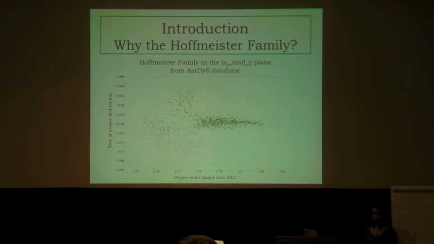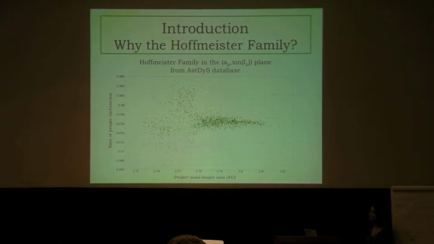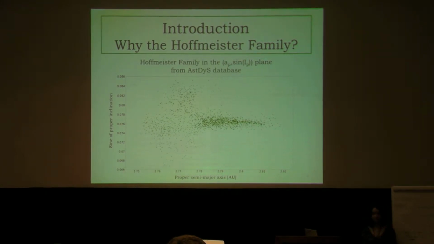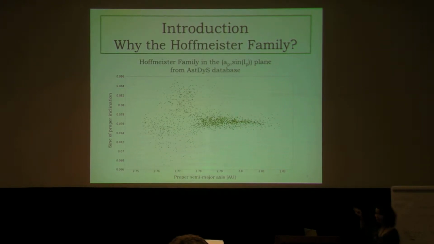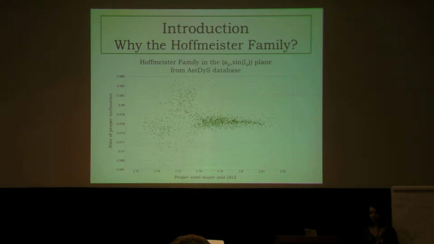So one could ask, why did we choose the Altmeister family? Well, according to the data from the Stardust database, the family has this peculiar shape in the proper semi-major axis inclination plane. As you can see, we can distinguish two different parts in this family. The right one, which is certainly the unperturbed evolution of the initial elliptical distribution of the family, and this part, which presents a clear diffusion in inclination, that is probably the result of a dynamical mechanism happening here.